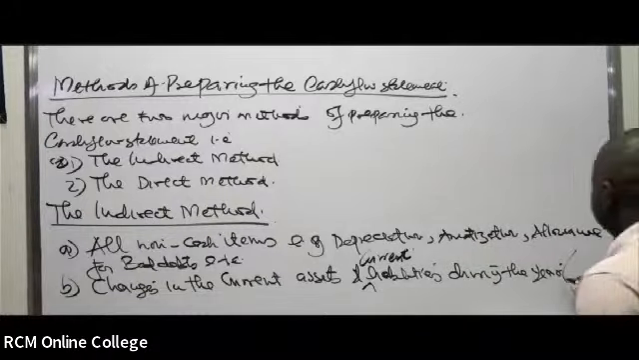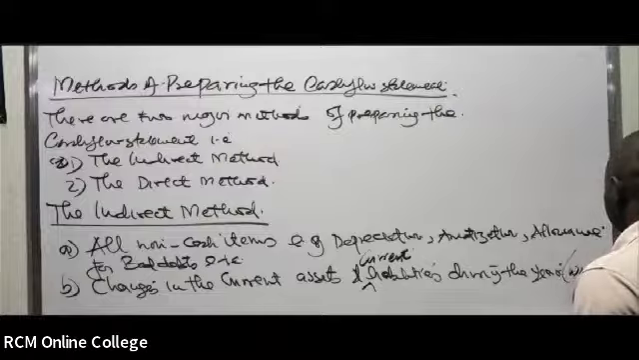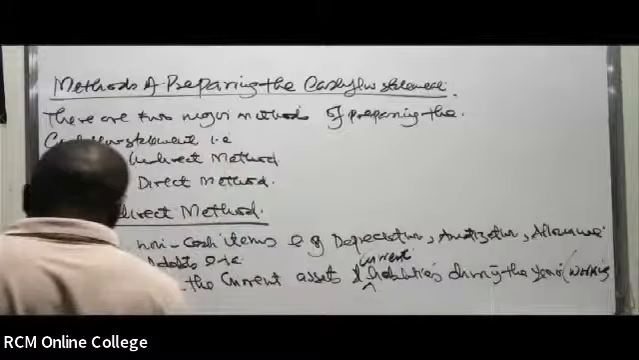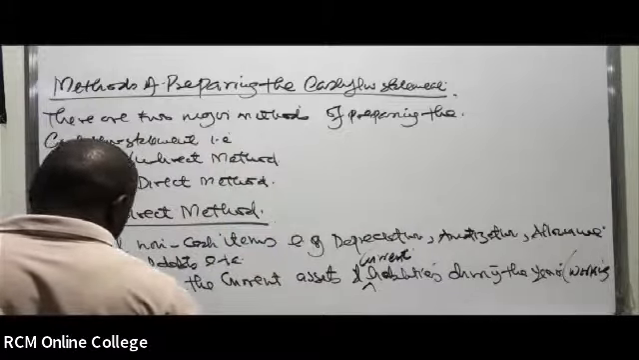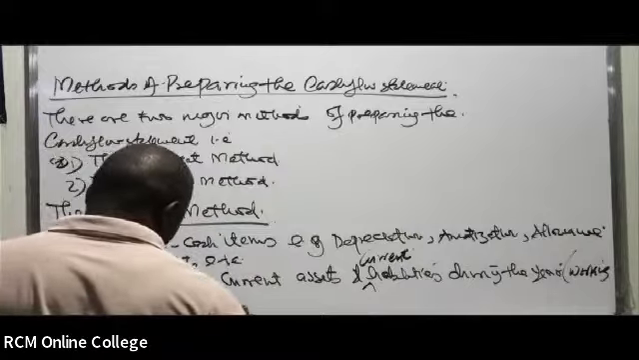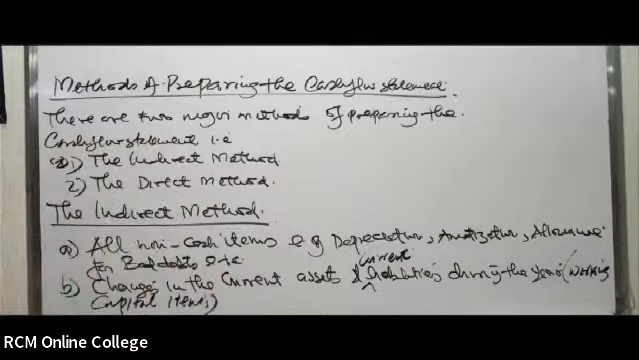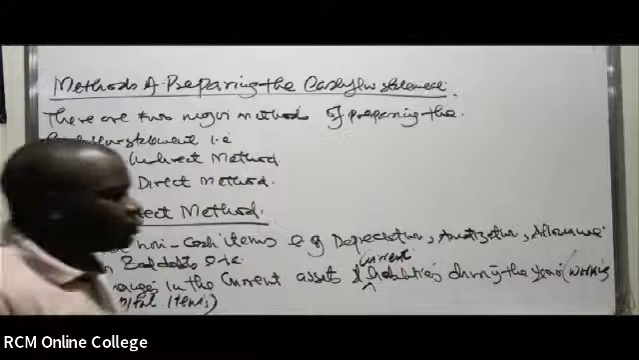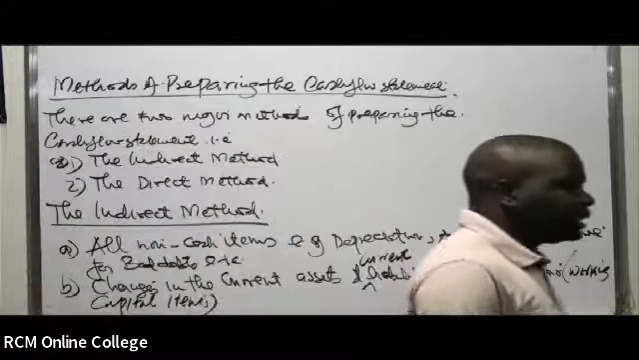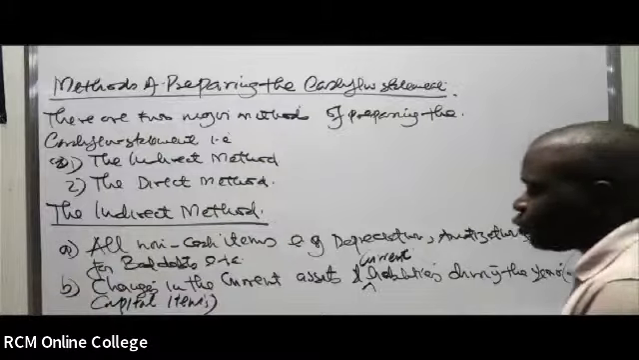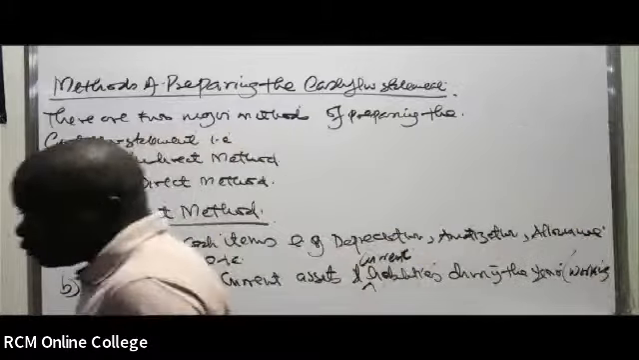So in brackets, you can say working capital items. The current assets and current liabilities are working capital items. This is what we rely upon to run the daily operations. In brackets, you put working capital items.